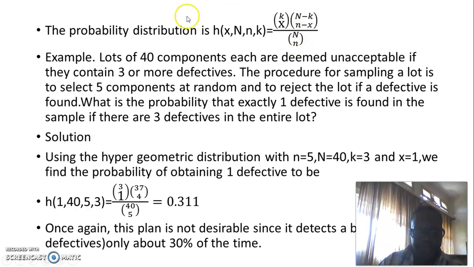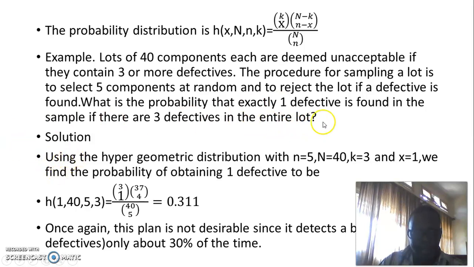For example, let lots of 40 components each be deemed unacceptable if they contain 3 or more defectives, okay? The procedure for sampling a lot is to select 5 components at random and to reject the lot if a defective is found. What is the probability that exactly 1 defective is found in the sample if there are 3 defectives in the entire lot?